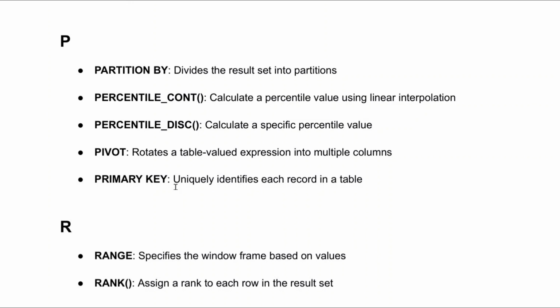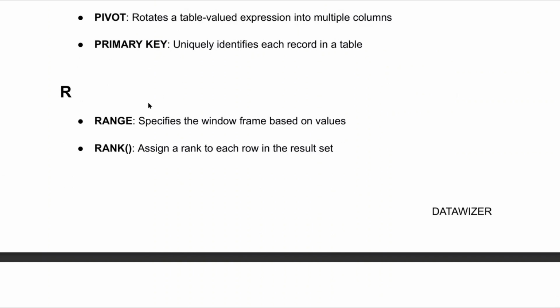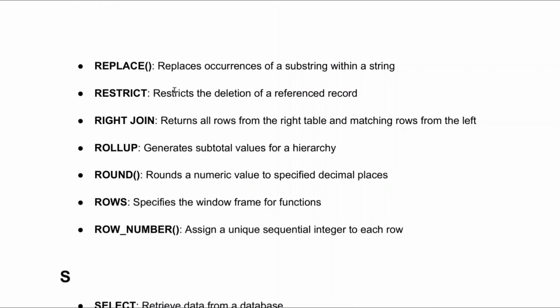Primary key is for uniquely identifying each record in a table. Range specifies the window frame based on values. Rank function assigns a rank to each row in the result set. Replace function replaces occurrences of a substring within a string.